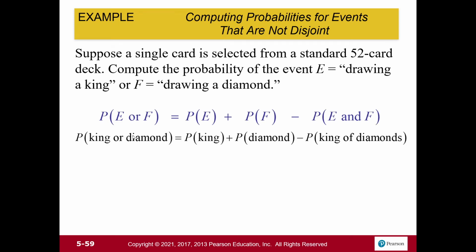All right. So what we need to do is calculate the probability of kings, the probability of diamonds, and then subtract out the probability of the king of diamonds, that one card that is both a king and a diamond, so that we do not double count that card. And this is how it works, and that is the probability, 16/52, or 4/13.